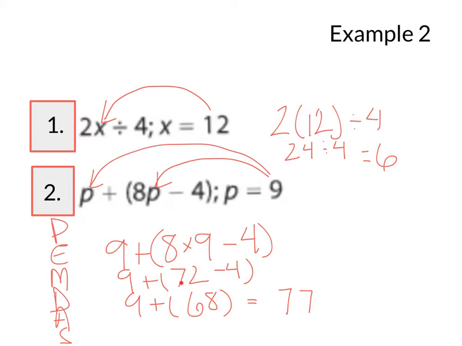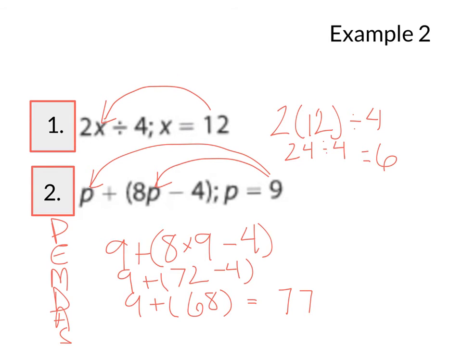So I'm going to multiply, and I got 72, and I brought this down, minus 4, and I brought this down, 9 plus, and then I'm going to do what's in the parentheses first before the addition. 9 plus 68, and my answer is 77. And I just evaluated those expressions when it told me what the variable was equal to, which was 9.